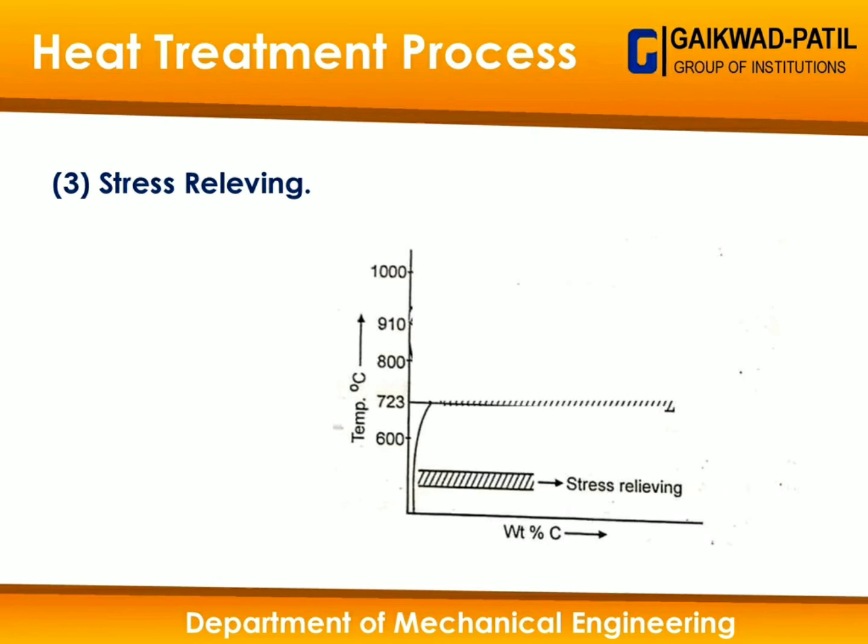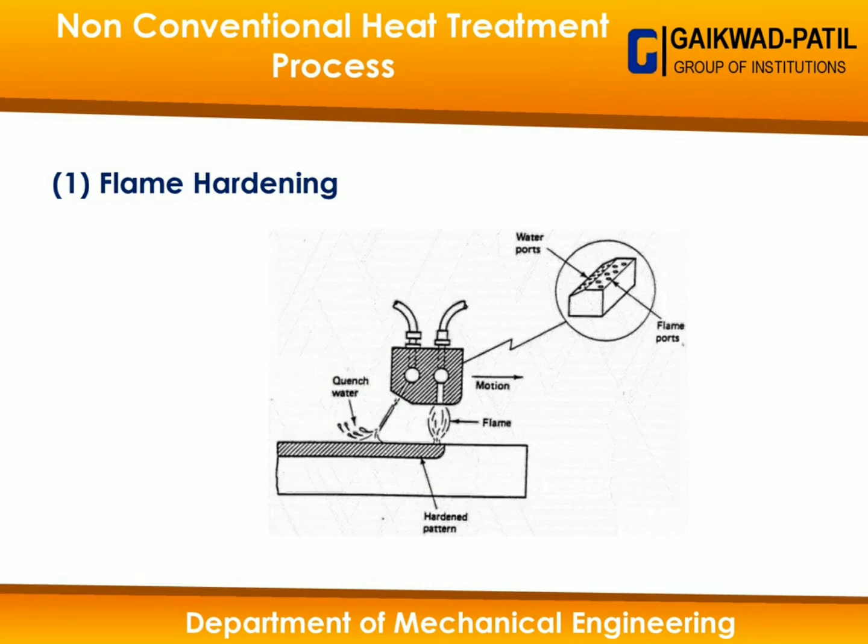So, stress relieving is a post heat treatment cycle which is carried out after annealing, hardening or normalizing heat treatment cycles. The stress relieving heat treatment cycle is a very important conventional type of heat treatment cycle. Now, there are 2 types of non-conventional heat treatment cycles. First is flame hardening and another is the induction hardening heat treatment cycle.